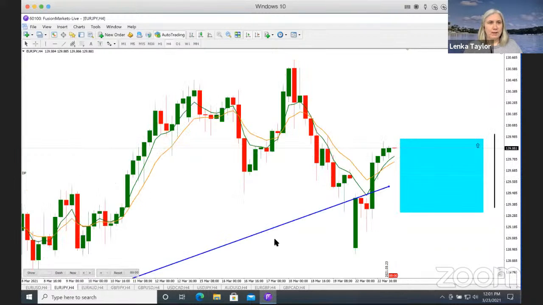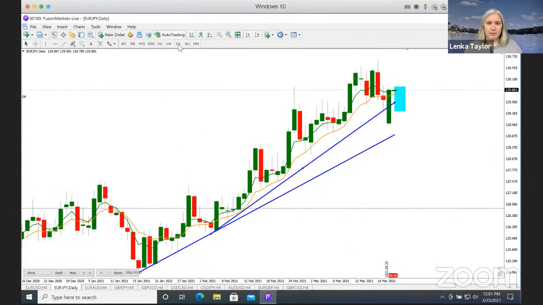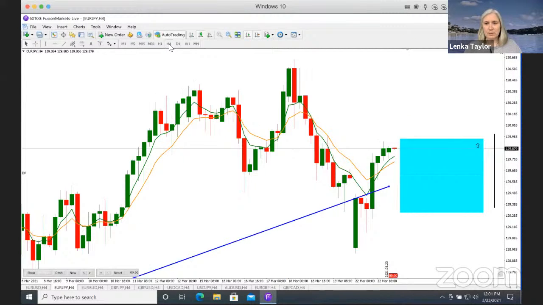Next currency pair is Euro JPY. With this currency pair, I'm still looking at a long position on this one. So any sort of strong reversal in this area, I would be looking to go long at this stage.